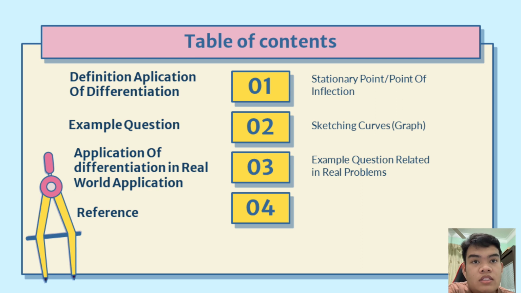So for the table of contents, we have the definition and application of differentiation, where we will explain about the stationary point and the point of inflection. Next, we will move on to the example question for the application of differentiation, such as sketching a curve, also known as a graph. Then we will move on to the application of differentiation in real world applications, where we will give some example questions related to real problems, and lastly is the reference.